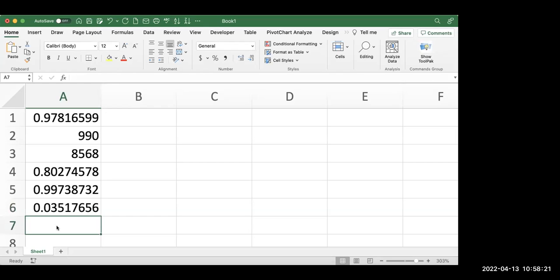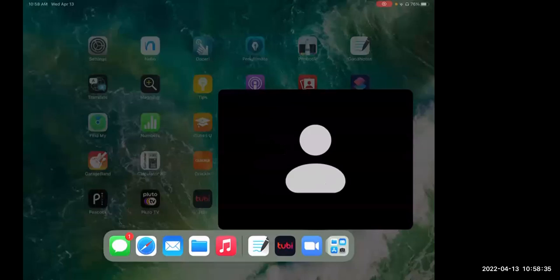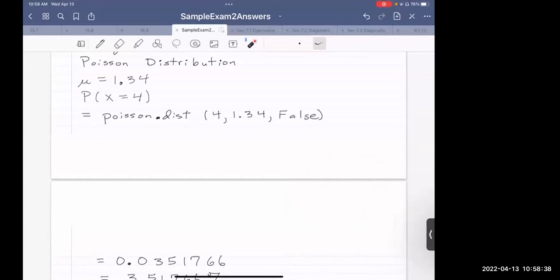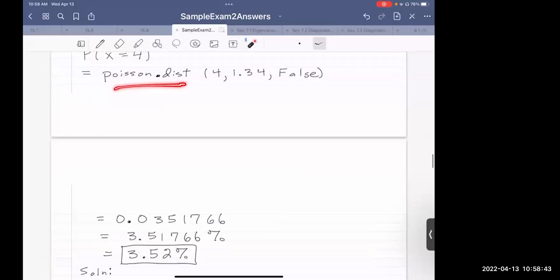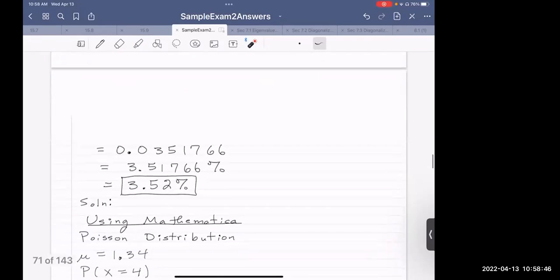And so 0.0351766. So let me type that into my iPad. And so Poisson.dist 4 comma 1.34 false, 0.0351766, move the decimal place 2 places to the right, 3.51766%, round to the nearest hundredth of a percent, 3.52%.